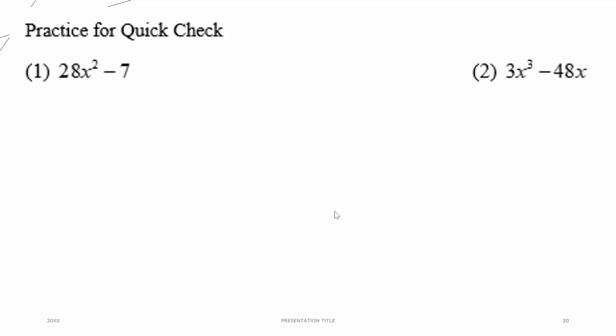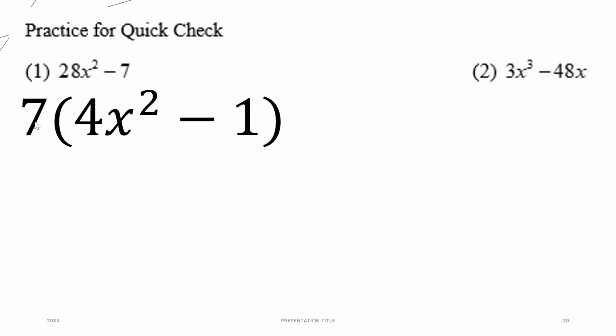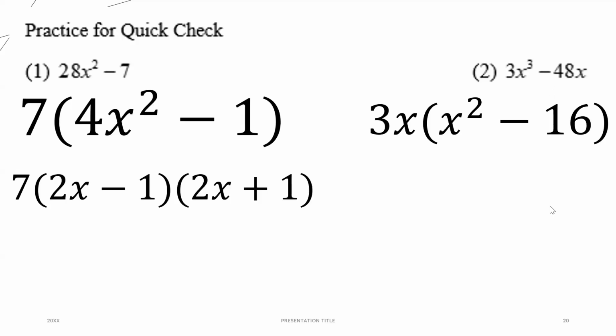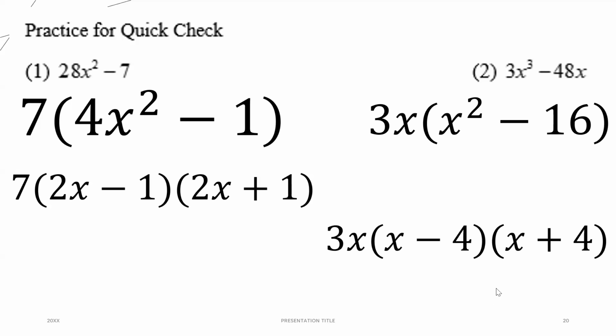Okay, go ahead, practice. Pause the video, try this. All right, you would end up taking out a 7, you'd be left with that. Take out a 3x, you'd be left with that. Factor by grouping. Other than that, that's the lesson for LT1 of this chapter. I know it was pretty quick, but again, this is all review from Algebra 1.